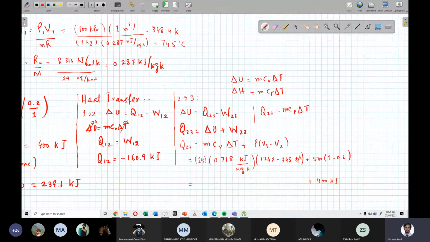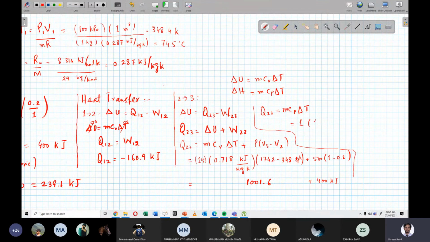1 into 0.718 into 1742 minus 348.4 is 1001.6. ठीक है, so this is 1001.6, right? And if instead we just directly use this, it's going to be equal to 1 into CP की value once again from the table.